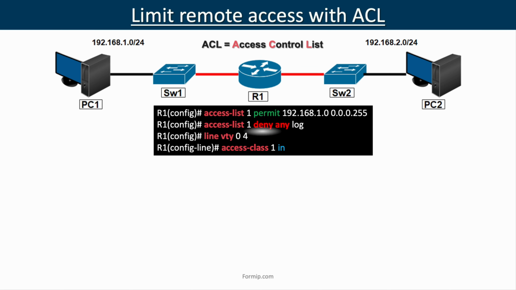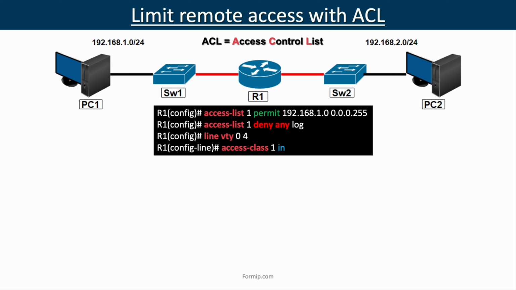Limit remote access with ACL. To add this security, you must use ACLs. The access-list command allows you to create the ACL in global configuration mode. In the example, access list number 1 will allow only the 192.168.1.0 network. That is to say, that of PC 1, or of all hosts that go from .1 to .254.